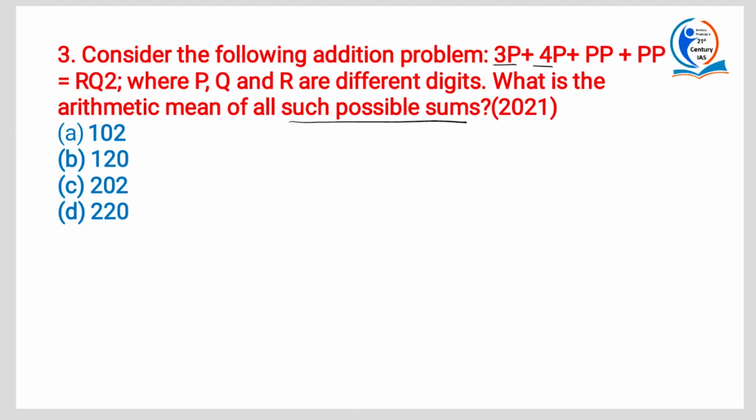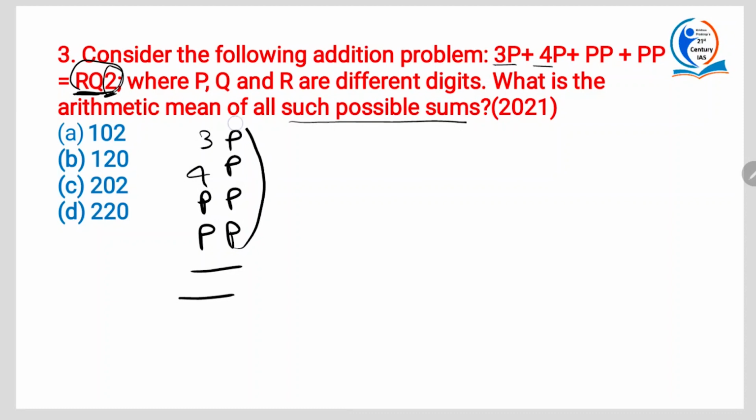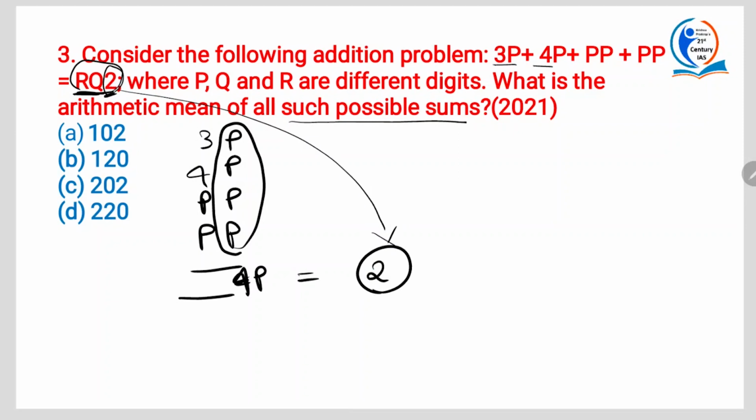Okay, now see, in the sum we have the units digit, that is 2. So here is a clue. When you add these numbers 3p, 4p, pp, pp, what is the units digit? It is 4p. And this 4p should be equal to 2. Why are we taking 2? This units digit, we are comparing the units digits.